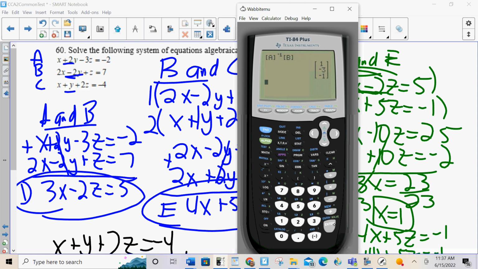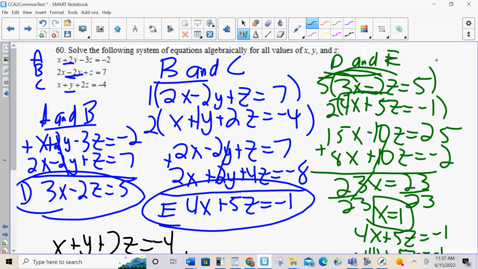If it says to do it algebraically, which it will as a 4-point question, to get your 4 points, you need to do it algebraically. If you do it with the matrix method and you write x, y, z equals A inverse B, you could get 2 points. And if it's multiple choice, use matrix method.